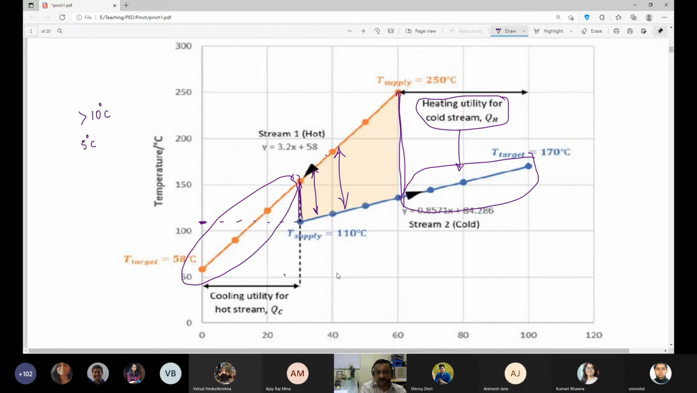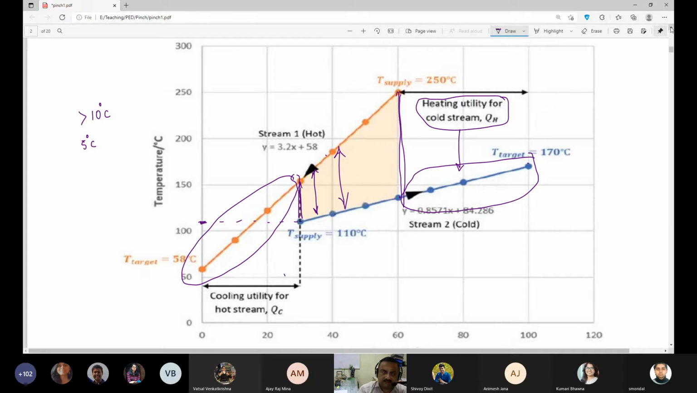Otherwise, what will happen? I mean, what will happen to the heat exchanger area? If I go to a 2 degree centigrade difference, any thought? Yes. Large area will be required. Yeah, a large area will be required, so my capital cost will increase, right?